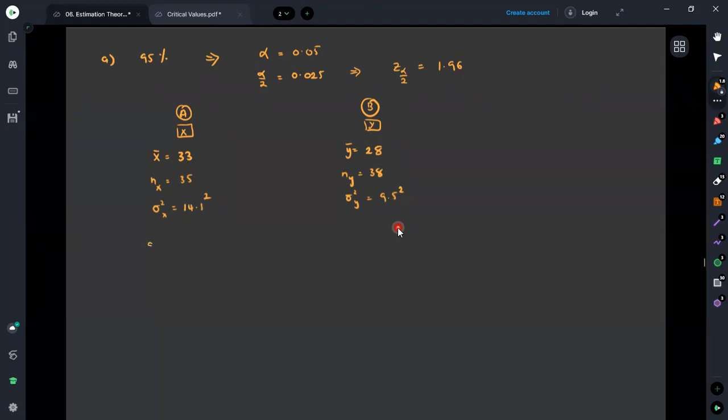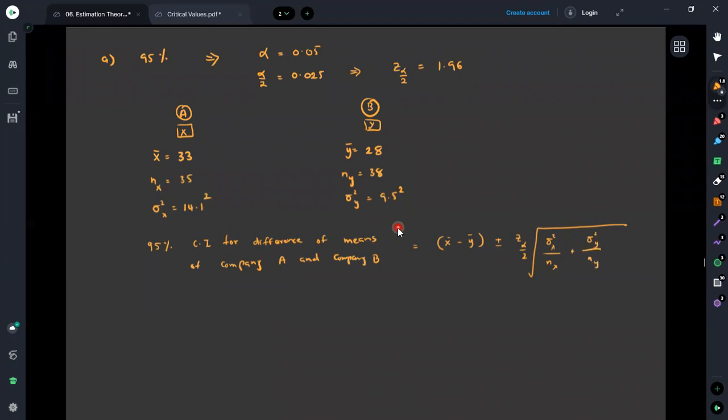Then we can construct the 95% confidence interval for the difference of means of company A and company B. Here we can take this as x bar minus y bar, plus or minus z alpha over 2 times the square root of sigma squared x over nx plus sigma squared y over ny.